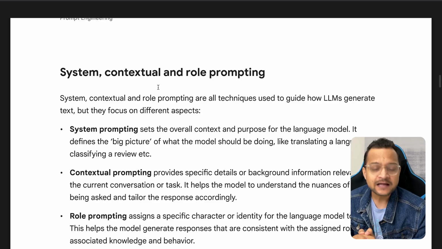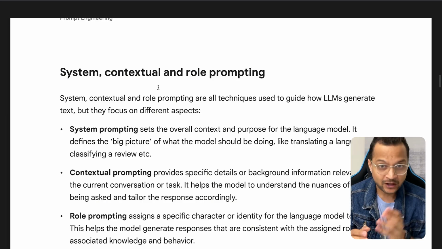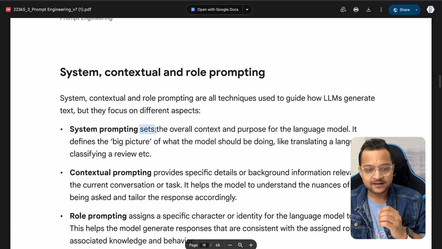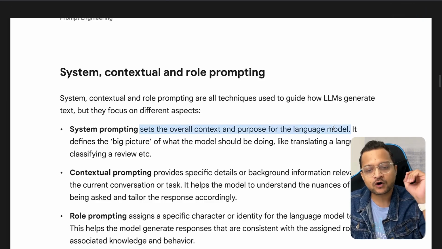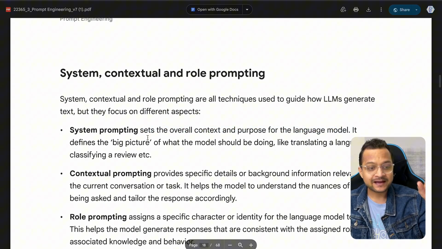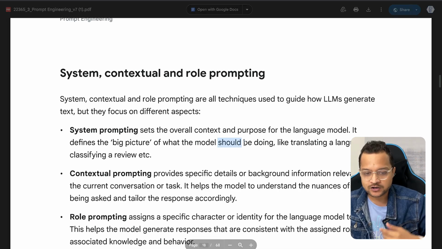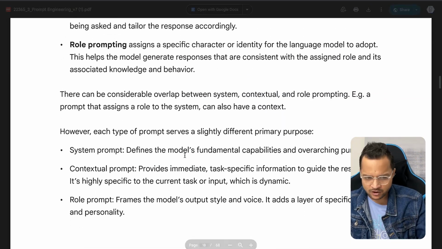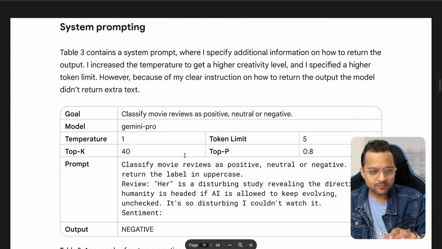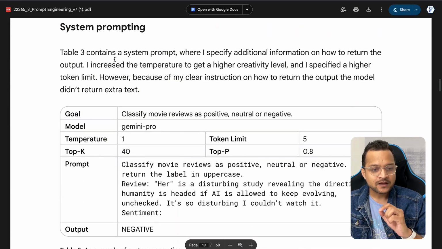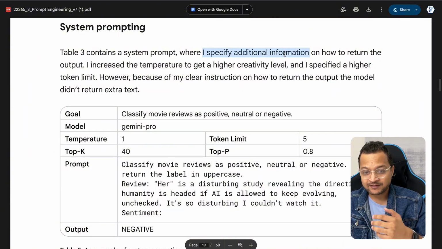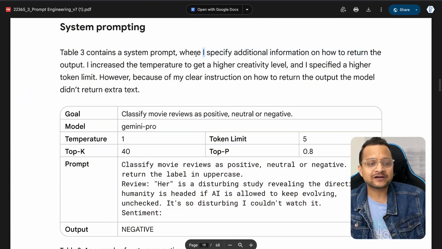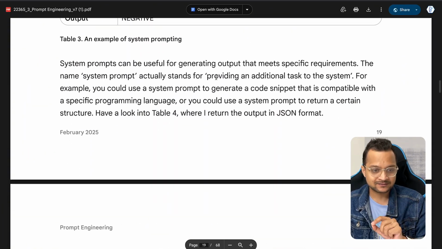Next one is system prompting. System prompting is setting the overall context and the purpose of the language model. It defines the big picture of what the model should be doing, like translating a language, classifying a review, a lot of things. More about system prompting is that it specifies additional information on how to return the output. That can be the thing.